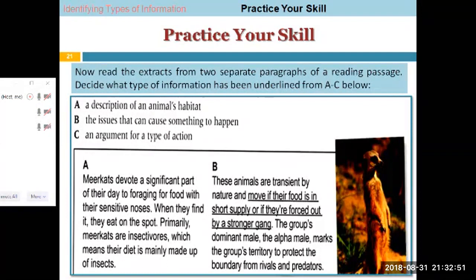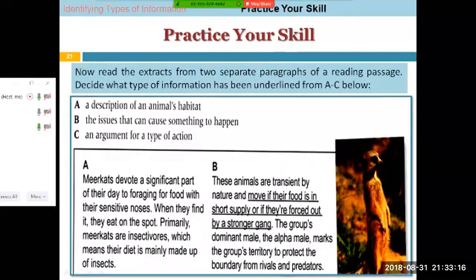For food with their sensitive noses, when they find it, they eat on the spot. Now, what is foraging? Do you know what foraging is? No, sir. Doctor, do you know what is foraging? I'm not sure. I think it is to find exactly what we are looking for.